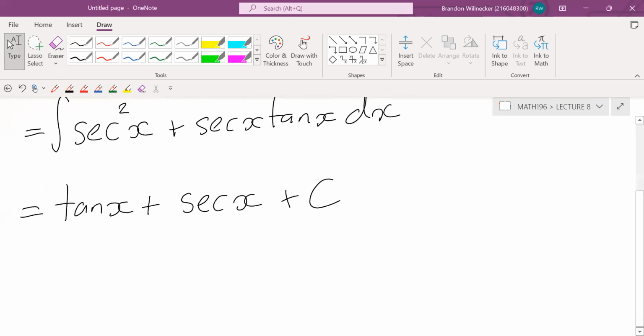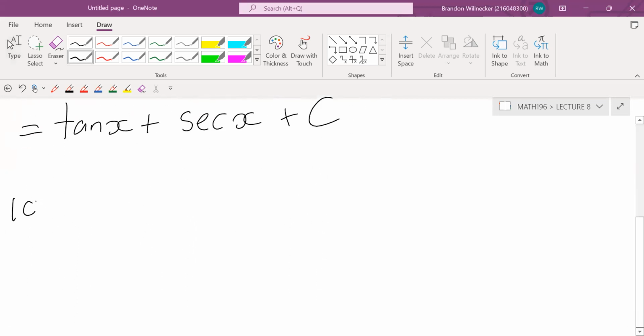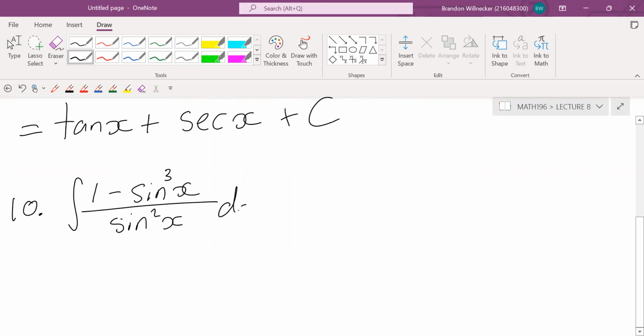Okay, let's look at the next one. Number 10. So we have the integral of (1 minus sine cubed of x) over sine squared of x dx. Again, this looks pretty complicated because we've got powers of trig functions and fractions going on. But if we just separate things out into individual terms, we will see that each part is actually pretty easy.